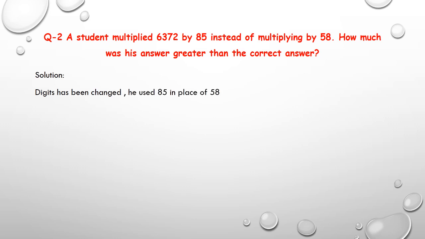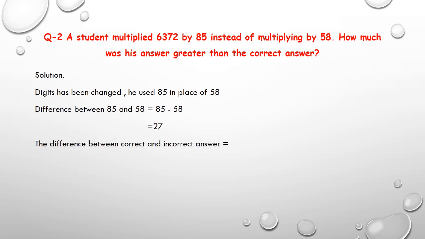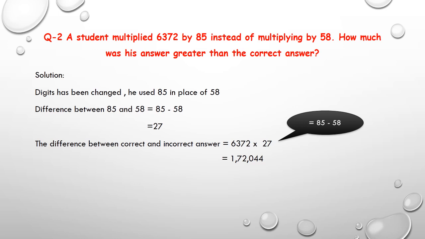To find the effect of this mistake, we will find the difference between 85 and 58. That is 85 minus 58, and it is 27. To find the difference between the correct and incorrect answer, we will multiply 6372 by 27, which is actually the difference of 85 and 58, and we'll get 1,72,044. So we can say that the incorrect answer was 1,72,044 greater than the correct answer.